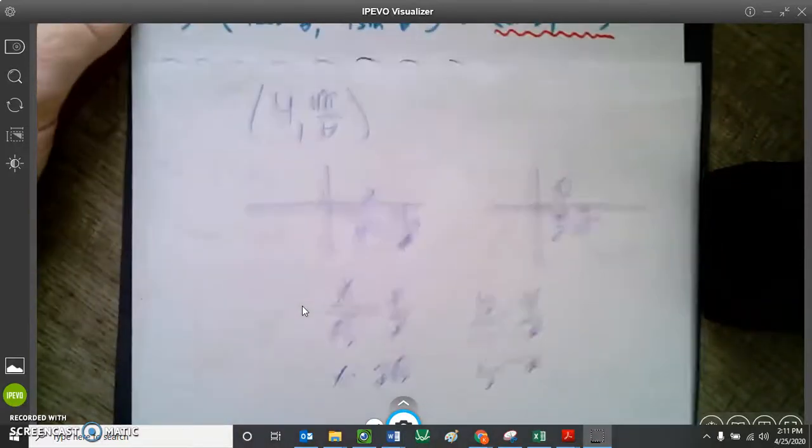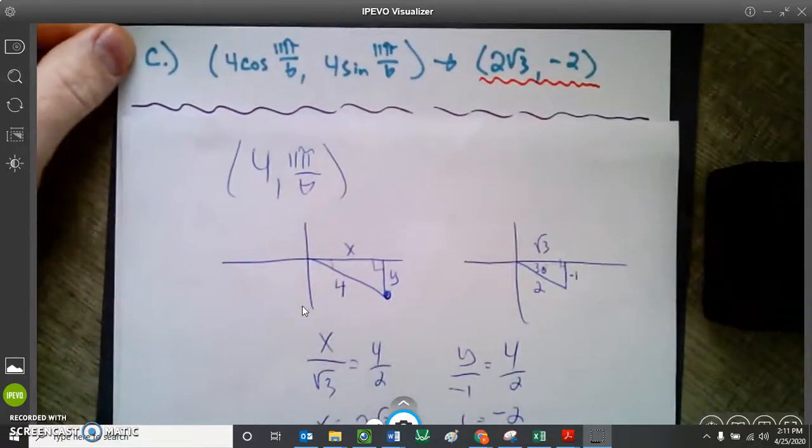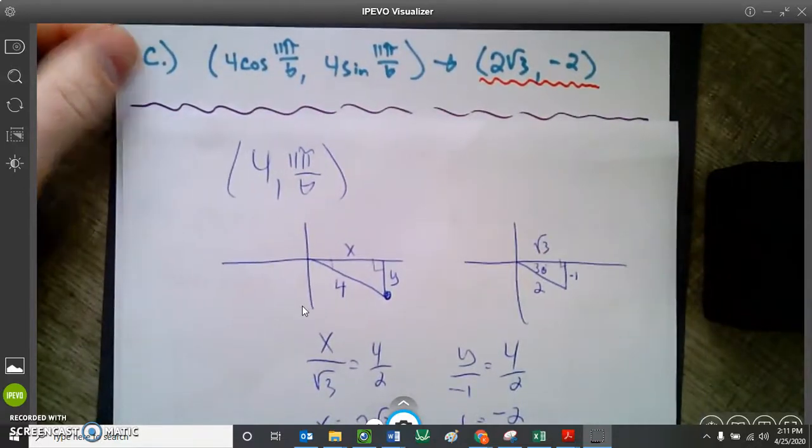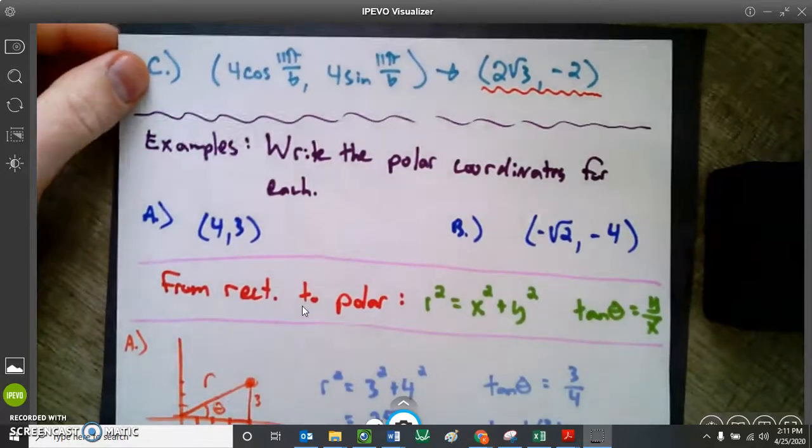I actually did it using trig, and I got, hey, the same answer. That's a good feeling. It's nice when it works out like that. So now we're moving on the other way. We got one last thing to do now.